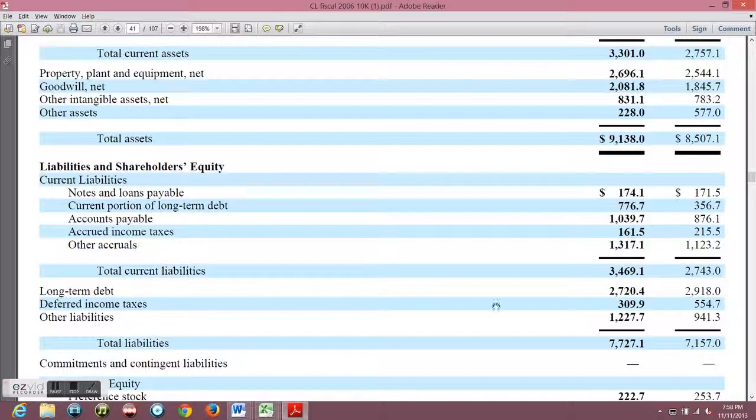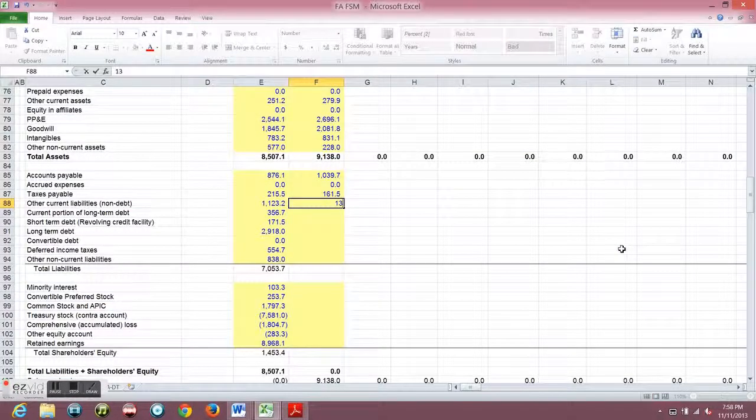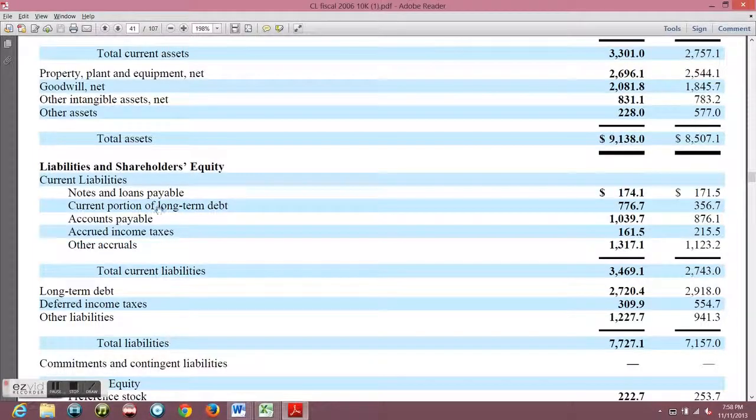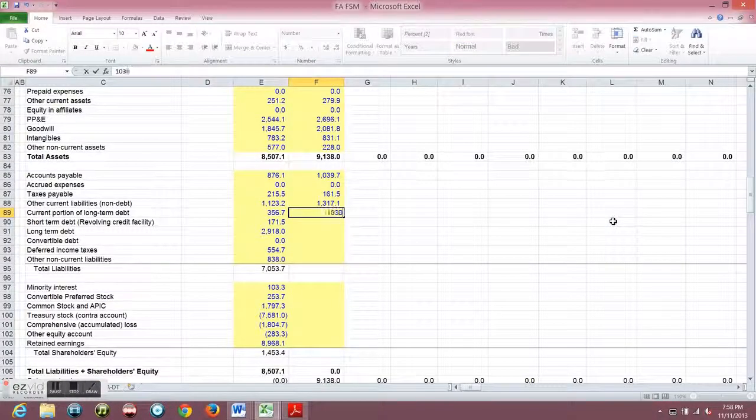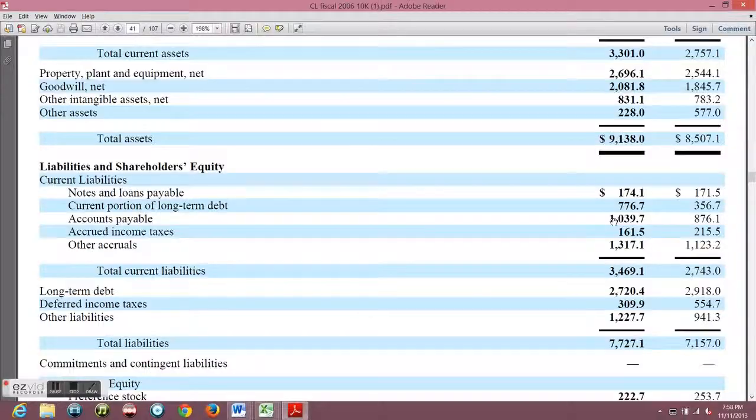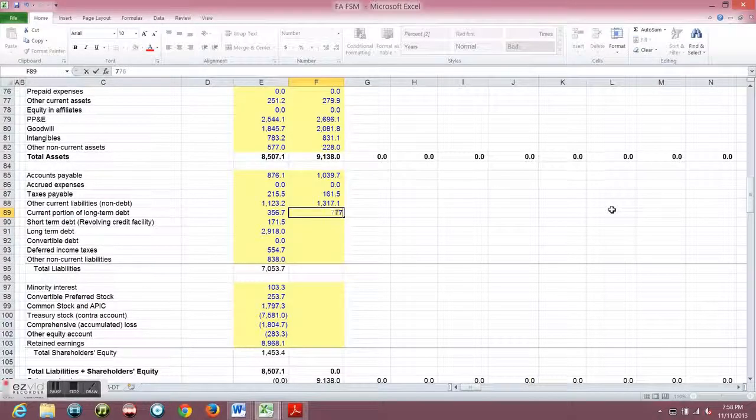Okay, current portion of long-term debt. Current portion of long-term debt is going to be 1039.7. Which is pretty big for some reason. Oh, I recopied that. It's going to be 776.7. Sorry about that. 776.7. Okay, short-term debt. Current portion of long-term debt is, like the title says, if we have long-term debt that's 10 years long, each year we're going to pay some portion of that off, and we're going to put that portion into our item called current portion of long-term debt.